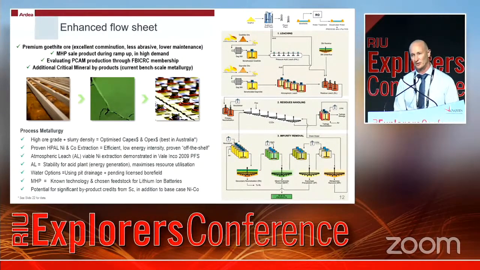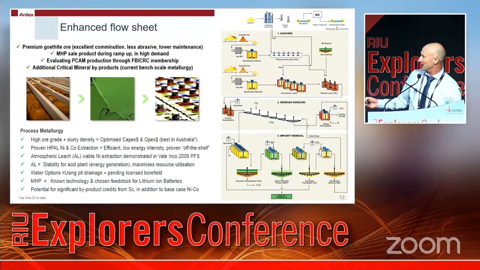The mixed hydroxide precipitate, that's going to be our initial base case, but we're also evaluating the production of precursor cathode active material later this year as well. And of course, it's the MHP that feeds into the lithium-ion batteries, and all the large cathode manufacturers want MHP because they can customise it to their specific battery chemistry.